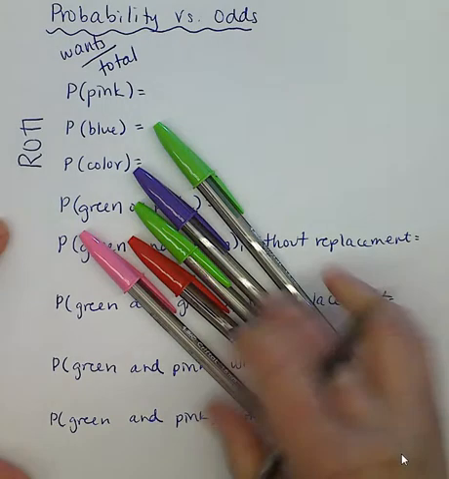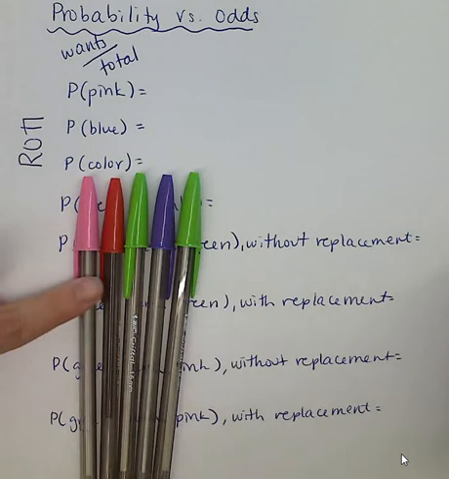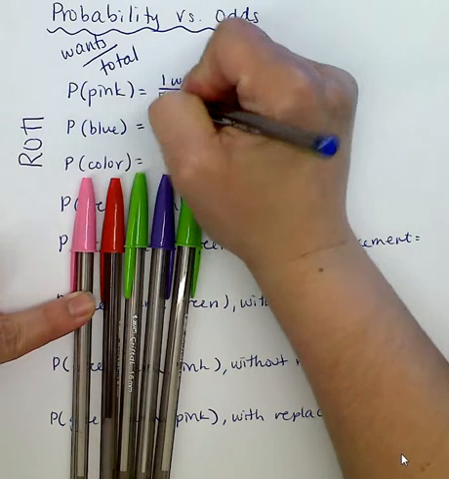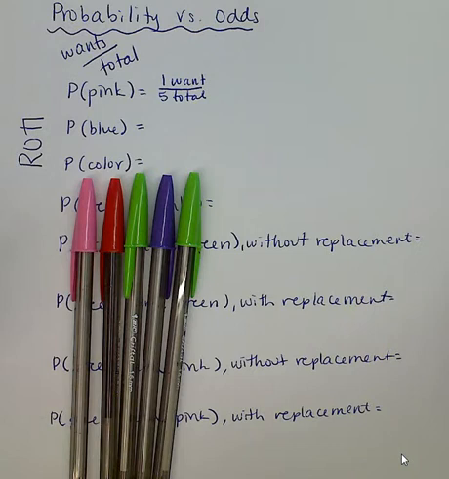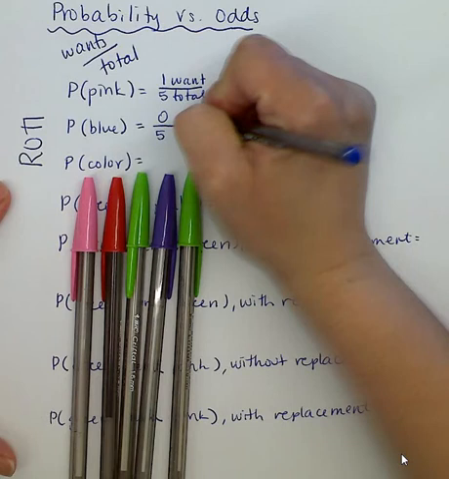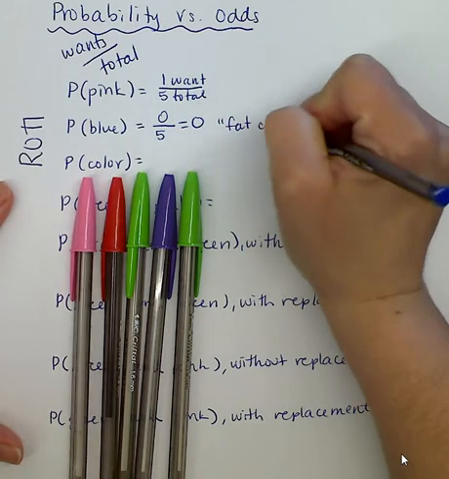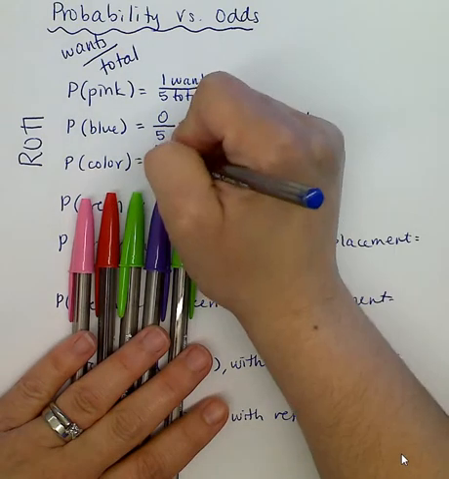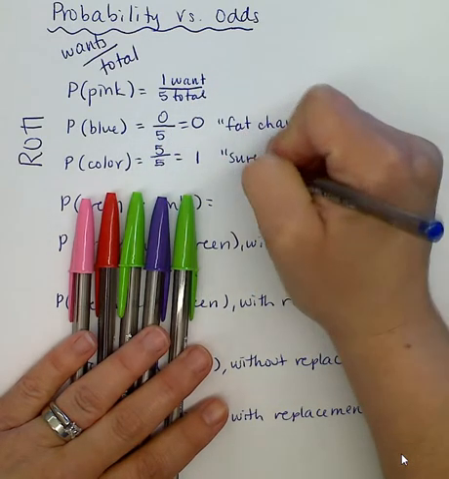So if I want the probability of picking a pink, if I put these in a hat or something, there is 1 pink pen. There's 1 of what we want out of 5 total. If I wanted to pick the probability of blue, there are 0 blues in this set out of 5 total, which would reduce to 0. I like to call that a fat chance. You know, good luck doing it, because it's not going to happen. How about the probability of a color? Well, all of those are colors out of 5 total, and that reduces to 1. I like to call that a sure thing.